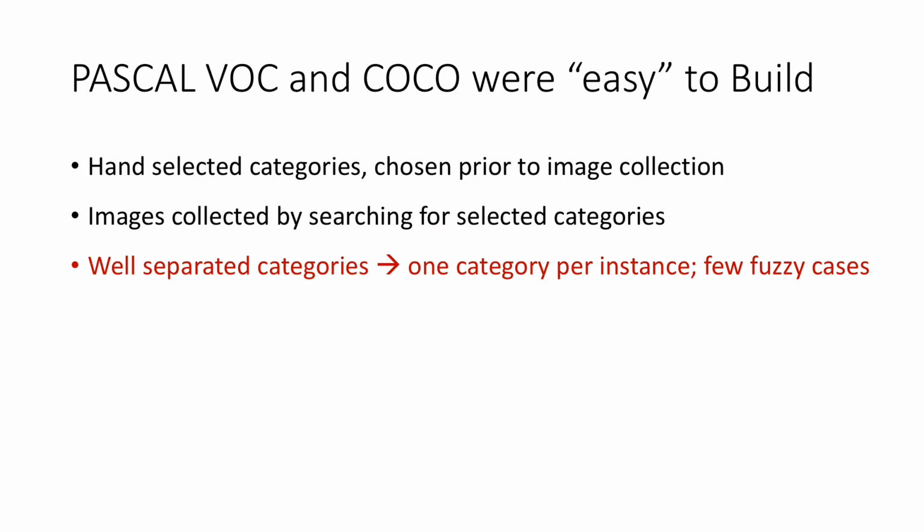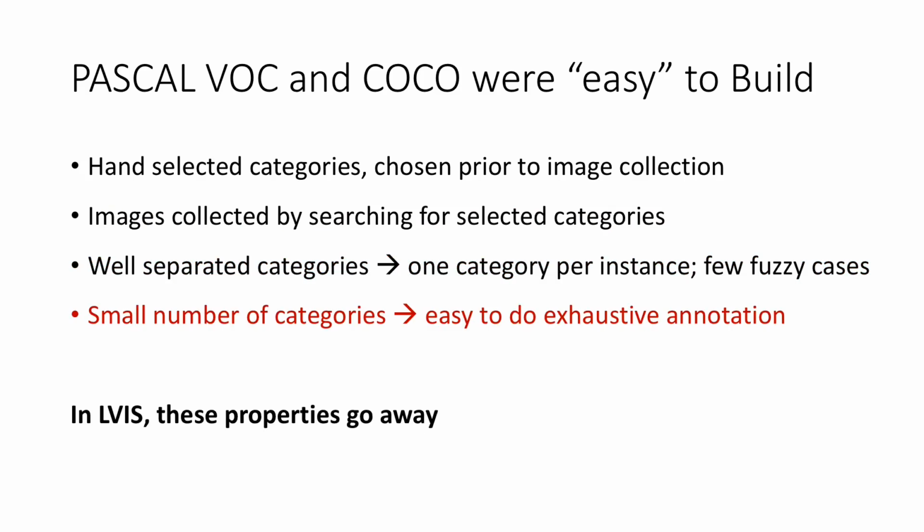For example, no one will ever confuse a potted plant with a sofa. This design also means that annotating all instances of the small number of categories, a property that I'll refer to as exhaustive annotation, is easy to do. However, in LVIS, all of these nice properties go away.